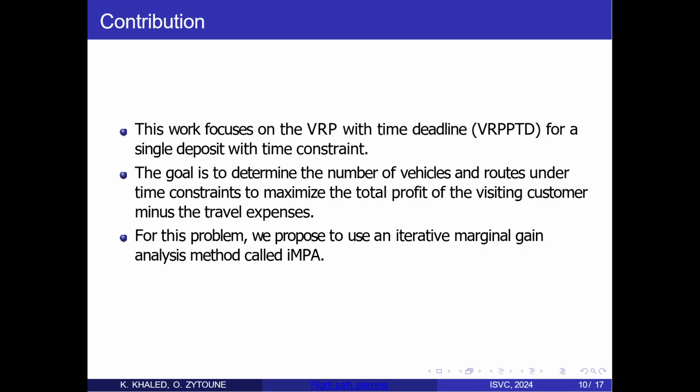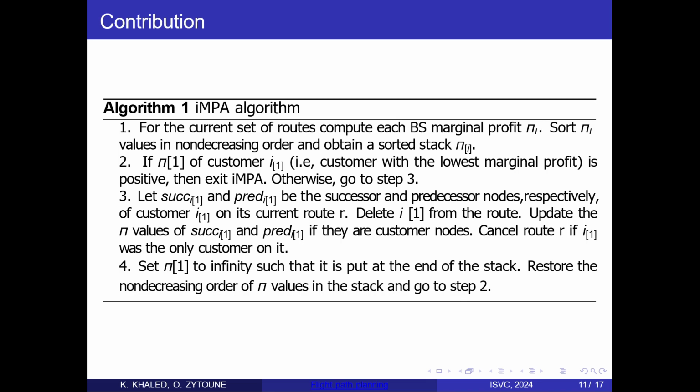minus the travel expenses. For this problem, we propose a model called IMPI, already proposed. A heuristic method can be used to find optimal routes. These routes can be re-optimized based on marginal profit. Consider a bus station i. We define its marginal profit as M_i, with k and l being the nodes that respectively precede and succeed node i in the same route.